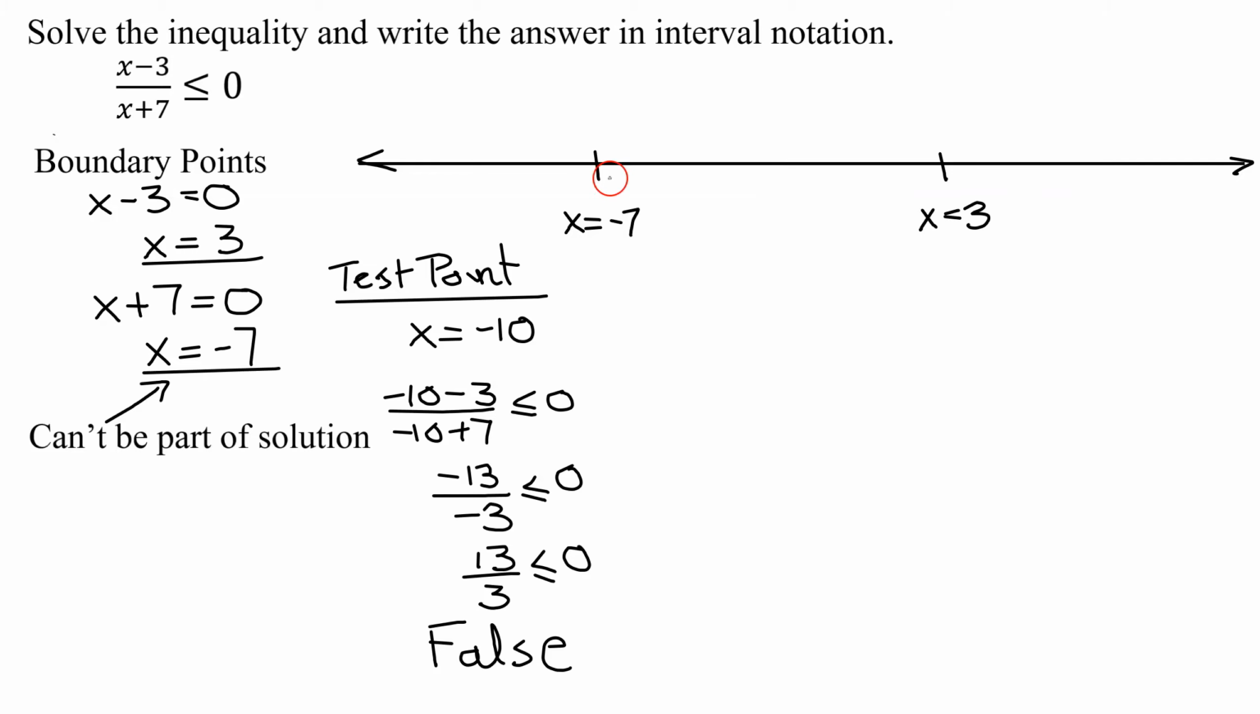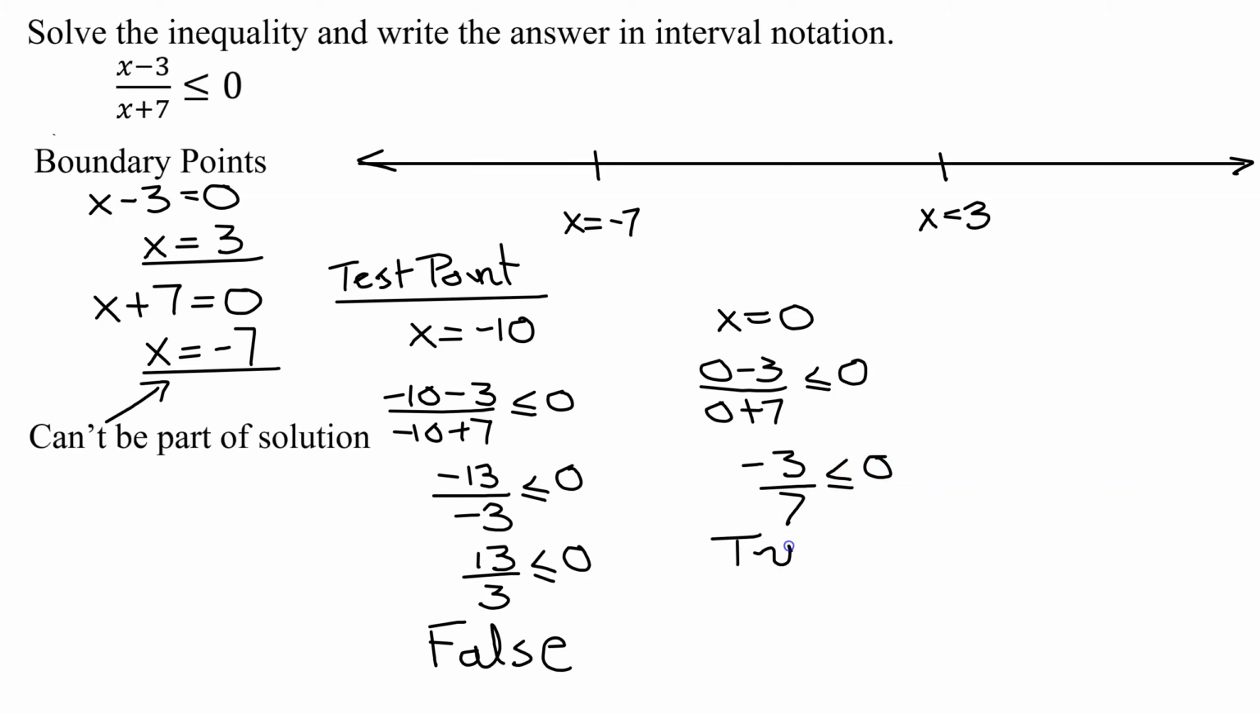Now pick a point between -7 and 3. Definitely going to pick 0 when I can. That's in that region. Plug it into our inequality. (0 - 3)/(0 + 7). Is that less than or equal to 0? Is -3/7 less than or equal to 0? True. I definitely want the region between -7 and 3.